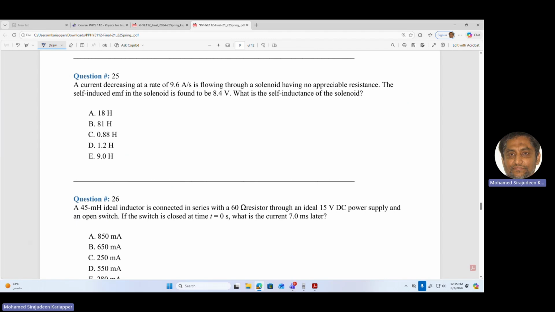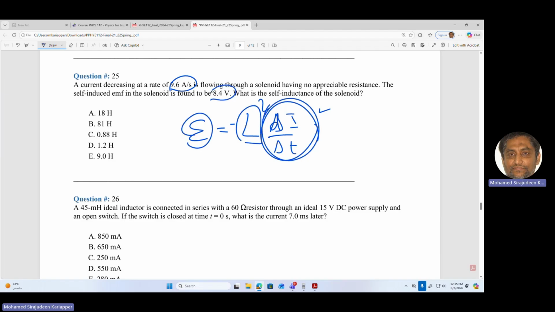Number 25. A current decreasing at a rate of 9.6 ampere per second is flowing through a solenoid having no appreciable resistance. The self-induced EMF in the solenoid is found to be 8.4 volt. What is the self-inductance of the solenoid? So the equation is this. We define the inductance by this equation. This is given, 9.6, the whole thing together. This is the question, and this is given. Okay, so it's a magnitude only, so we don't worry about the negative sign.